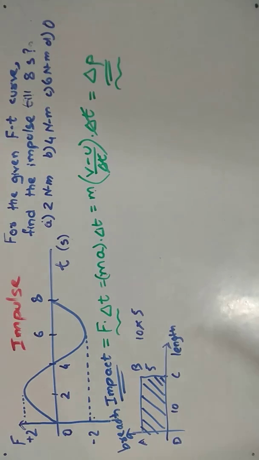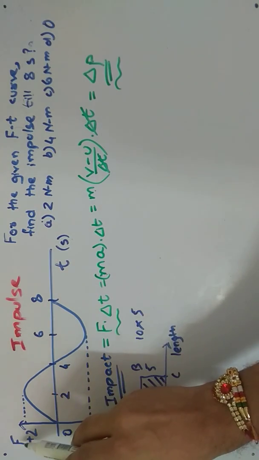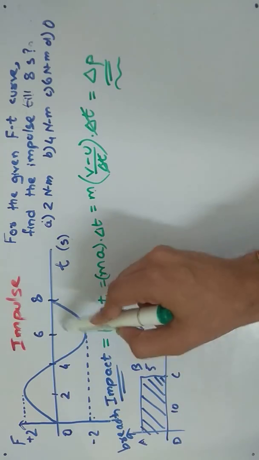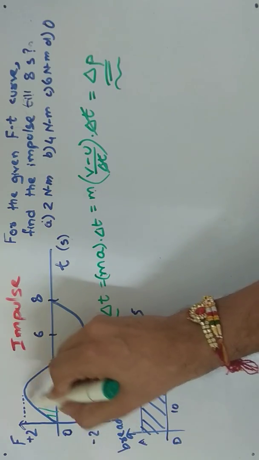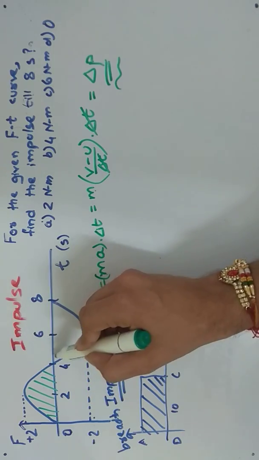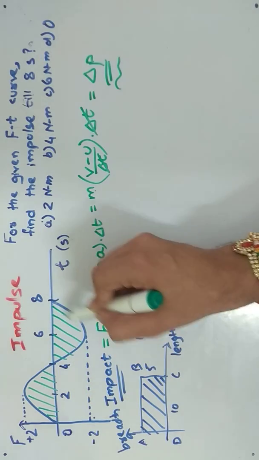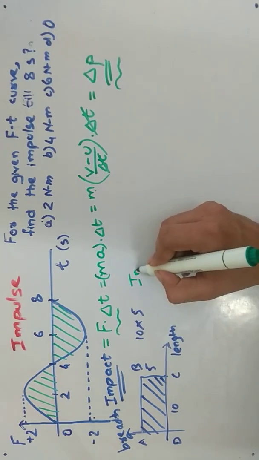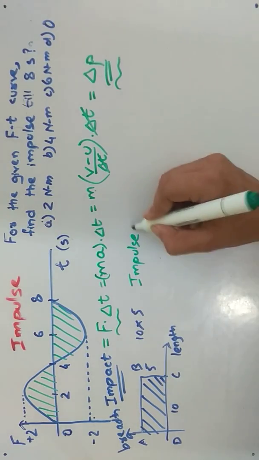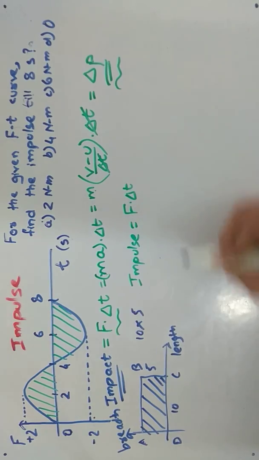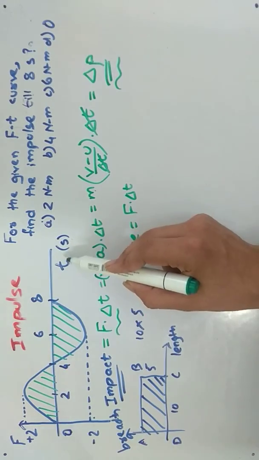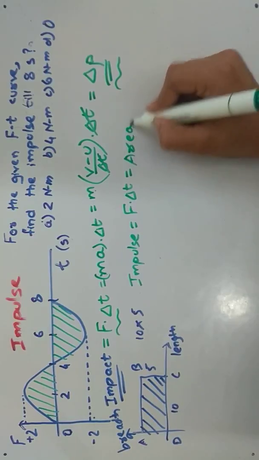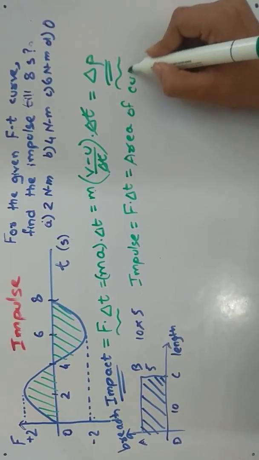What I'm trying to say is, if you multiply this force with the time axis, you'll actually get the area enclosed under this graph. So the formula for impulse is force into time. If you multiply force into time, that's nothing but the complete area under the graph, the area of the F-t curve.